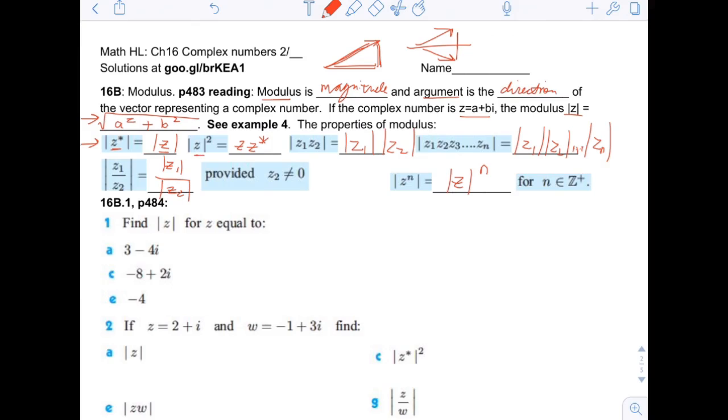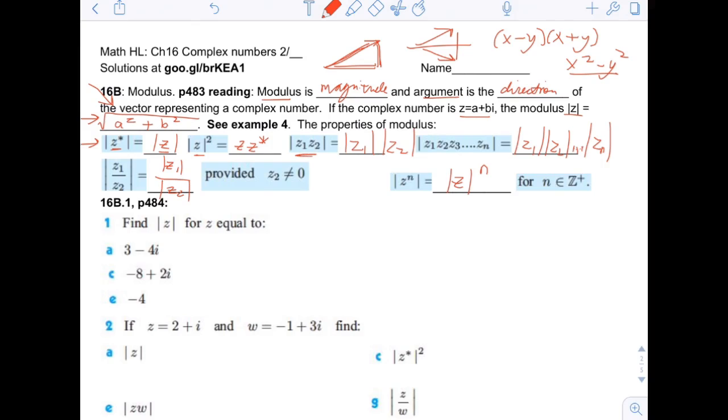Modulus squared is equal to z times z conjugate. The reason why that works is that when you do FOIL with x minus y and x plus y, the outside and the inside terms cancel out, and you're just left with the first and the last terms. So that's the reason why if you multiply z times z conjugate, you end up with a squared plus b squared, okay?